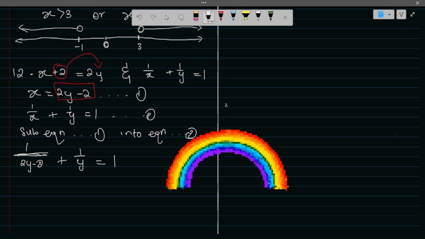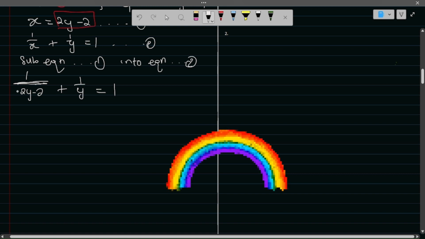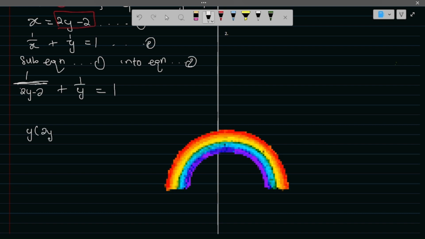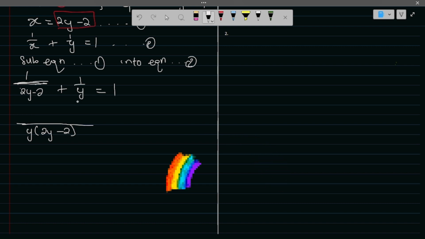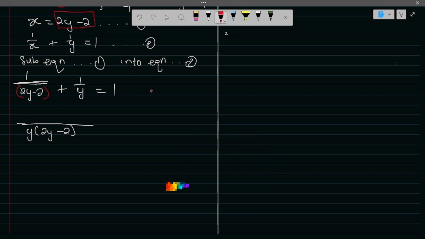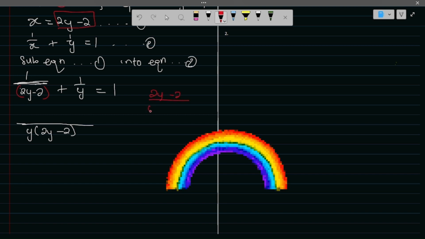So now we see this is a fraction with denominators that are not common, right? So basically what you do here is multiply this denominator and this denominator. So it's going to be y multiplied by 2y minus 2, all over that. Then for the first fraction, you take the denominator 2y minus 2 and divide by y over y, so it's 2y minus 2.